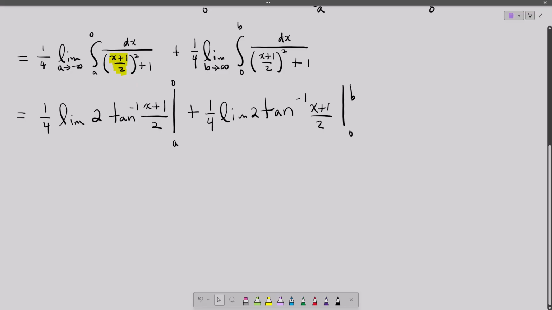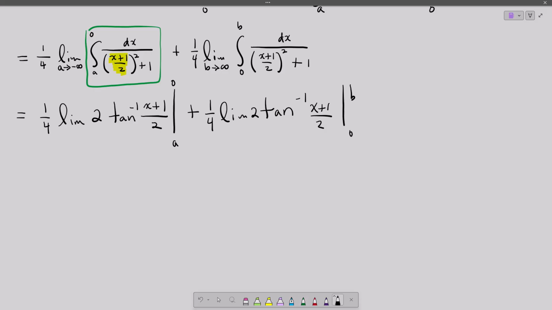Question: is the reason why it is the inverse of tangent because the limit of the integration is in tangent form? So we haven't done anything with the limit yet. We're just looking at this. The integral of 1 over x squared plus 1 is arctan, inverse tan. We haven't done any limit yet, though.